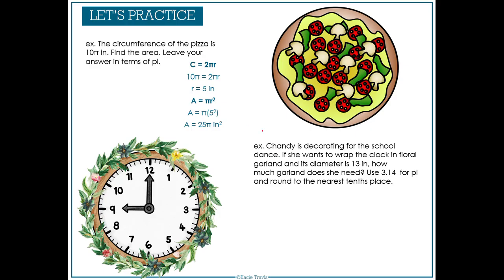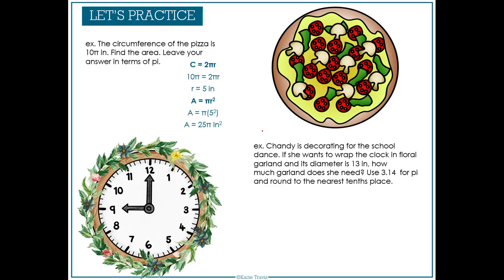Next one says Chandy is decorating for the school dance. She wants to wrap the clock in a floral garland and its diameter is 13. How much garland does she need? Use 3.14 for pi to round to the nearest tenth. So this time she actually wants an actual number. So we're going to be putting in 3.14 for pi.